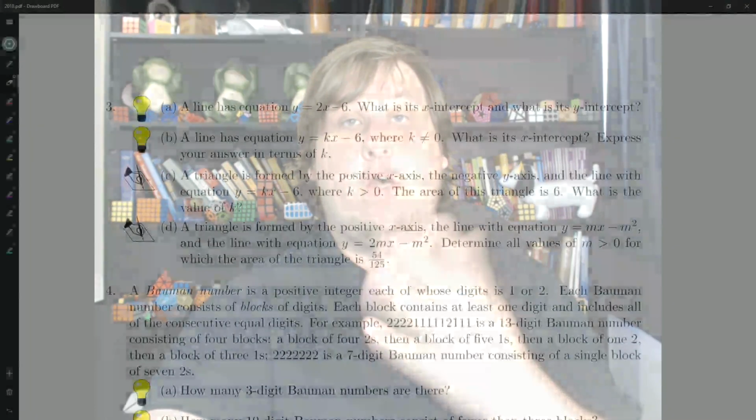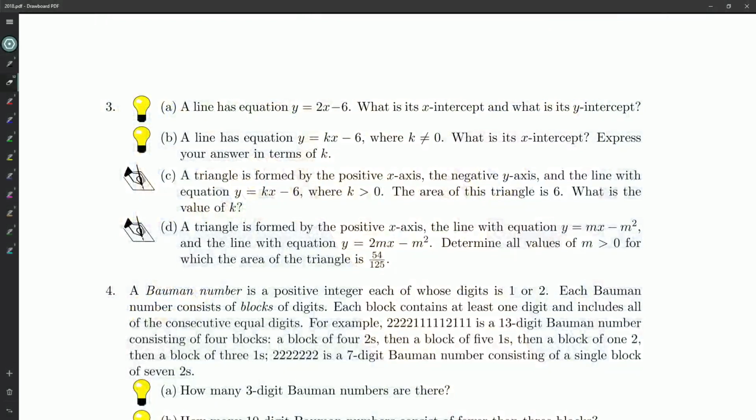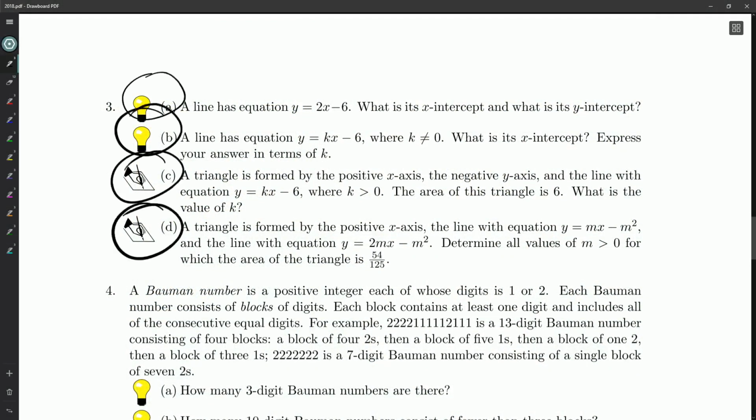Okay, so here we go. Question number 3. What have we got? We've got 4 parts here. No preamble, just 2 light bulbs and 2 writtens. So, 3A. A line has equation y equals 2x minus 6. What is the x-intercept and what is the y-intercept?